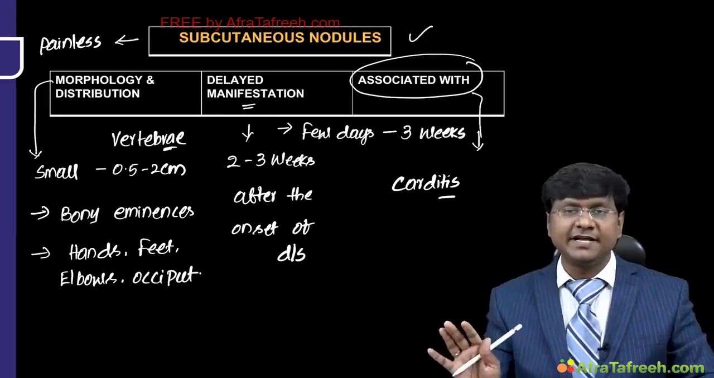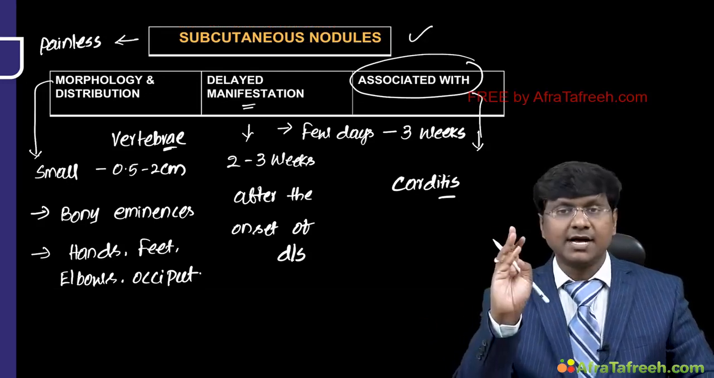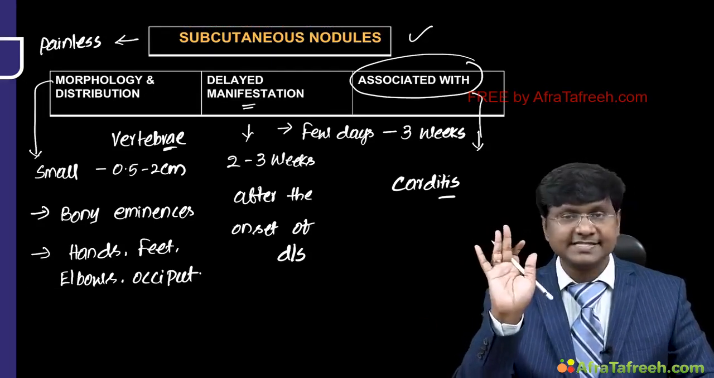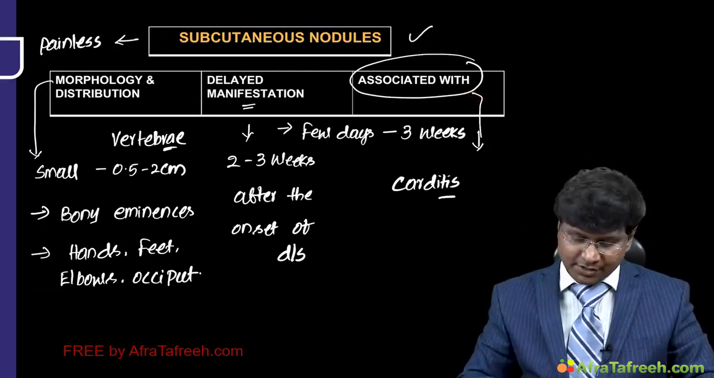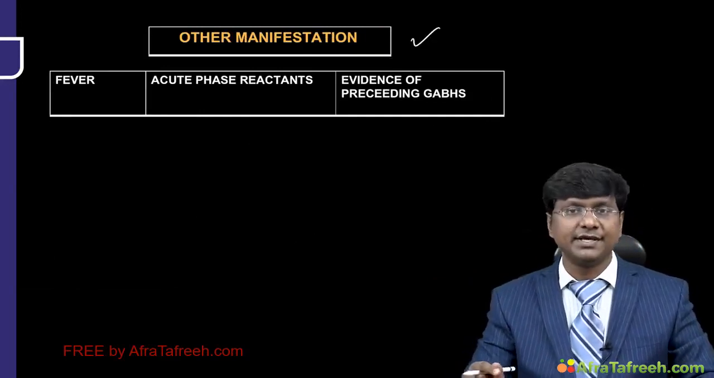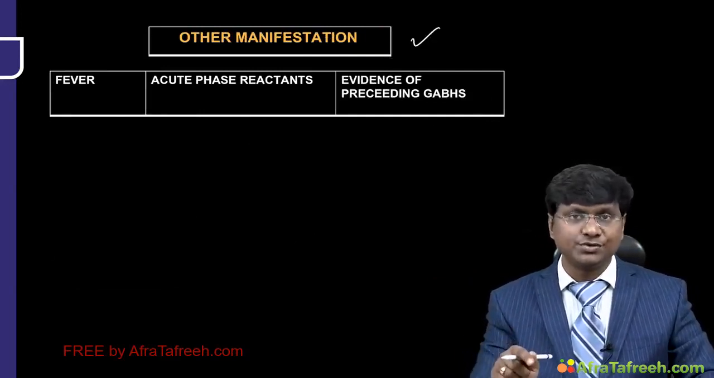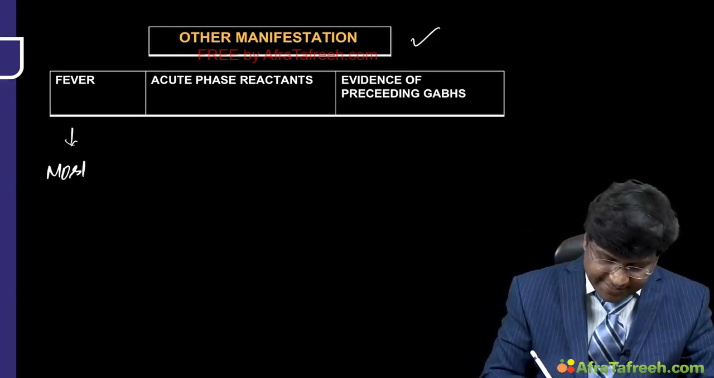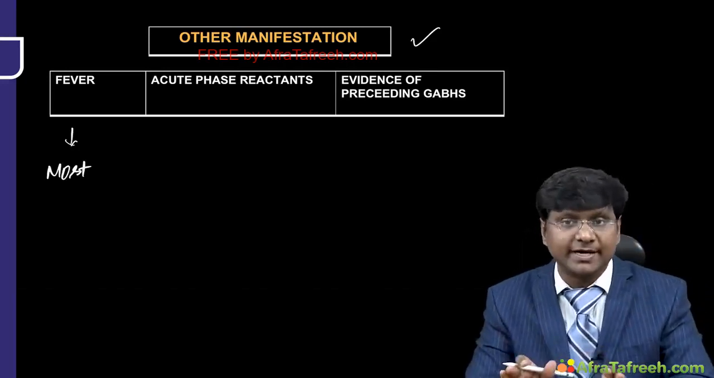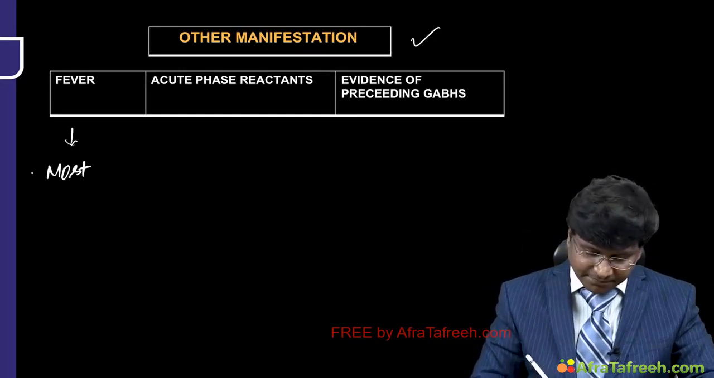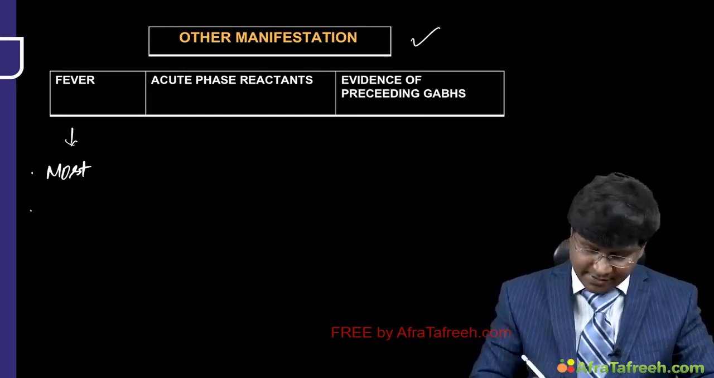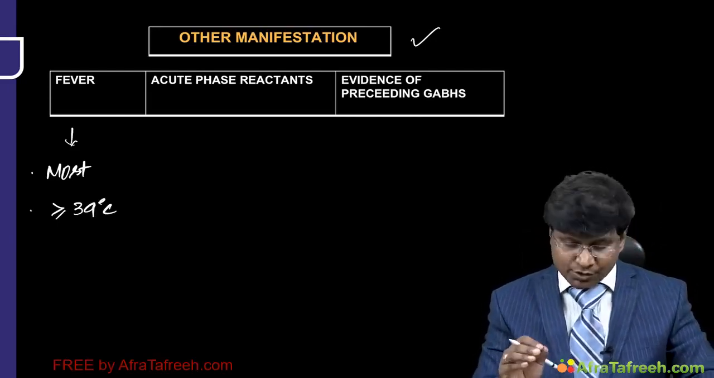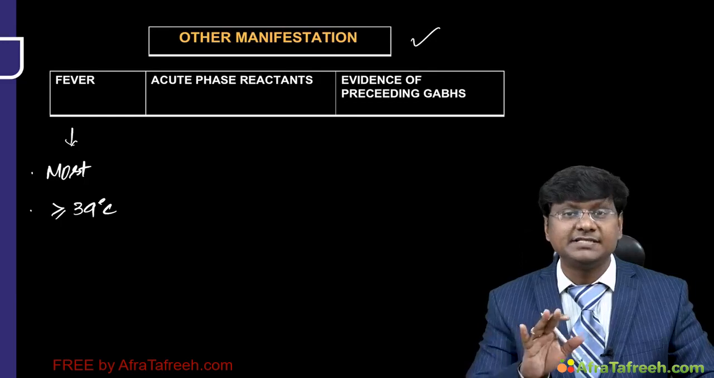So these are the major manifestations we have discussed: arthritis, carditis, Sydenham's chorea, erythema marginatum, and subcutaneous nodules. Now, the other manifestations I'll be discussing are the minor manifestations according to Jones. The first is fever. Fever is seen in most cases of rheumatic heart disease, and it is a high grade fever. The temperature will be more than or equal to 39 degrees centigrade. So the presence of high grade fever is the rule.